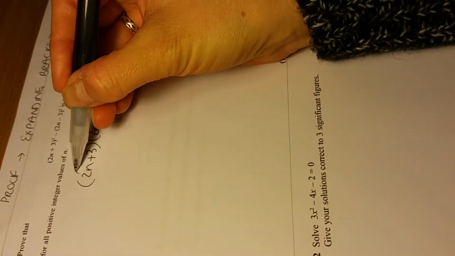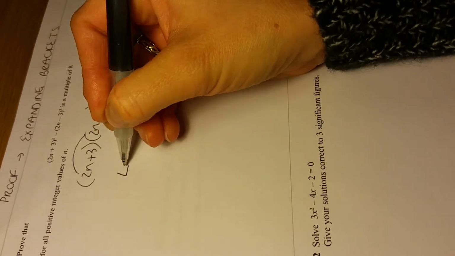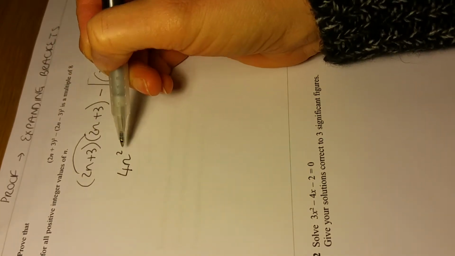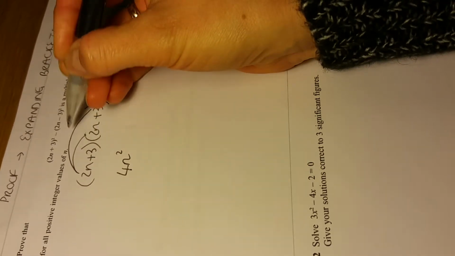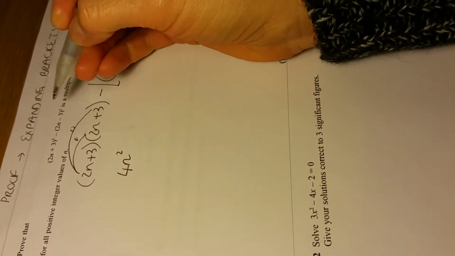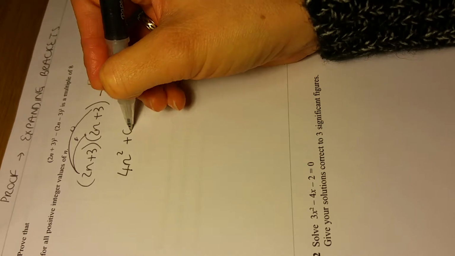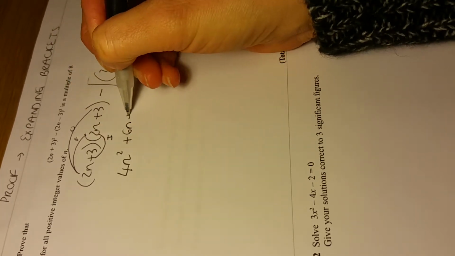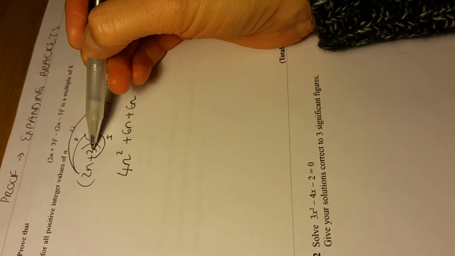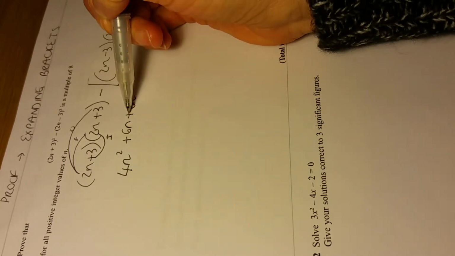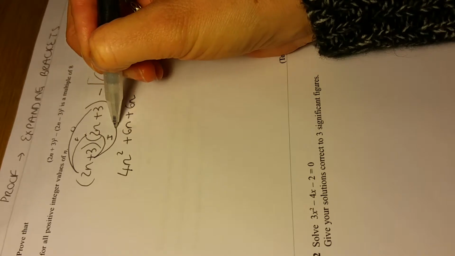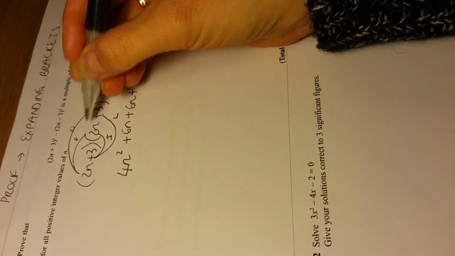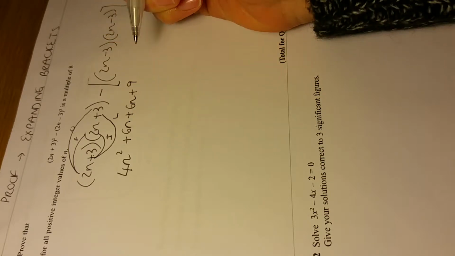So FOIL, first: 4n squared, because 2n times 2n gives you 4n squared. Outside, if you call it the FOIL method, so 3 lots of 2n is 6n. Inside, 3 lots of 2n. You don't have to write the I. Remember, it's a positive because positive times positive is a positive. And then last times last, positive times a positive is positive, 3 3s are not 6, 9.